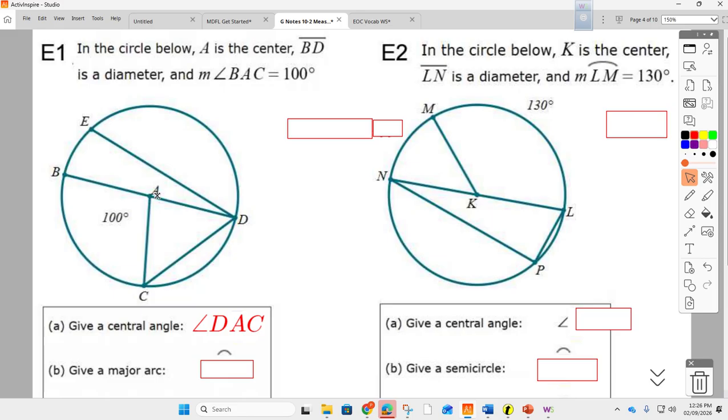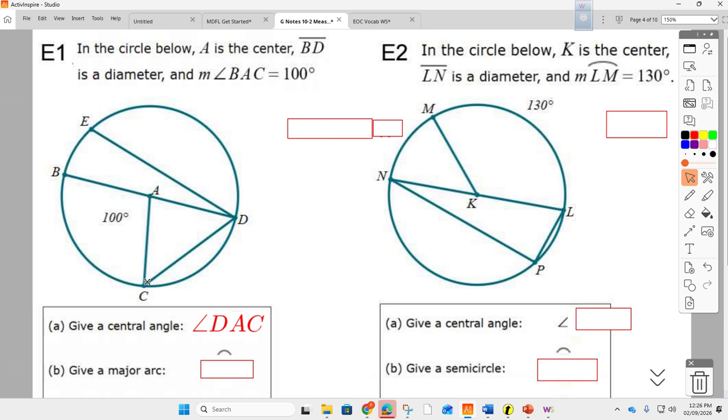So we want an arc. Remember what an arc is, right? It's part of a circle. It's an arc-shaped line. Right? So A is the center. A is not on the circle. All the points of an arc are going to be on the circle. E, B, C. So do we know for sure?